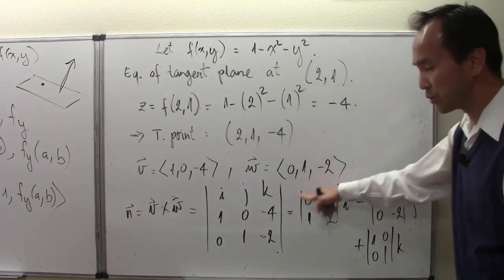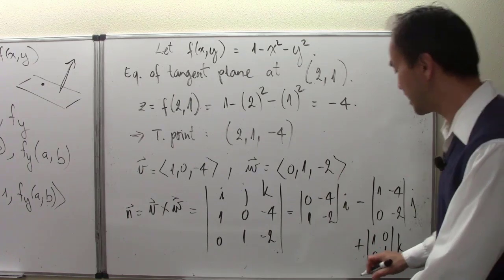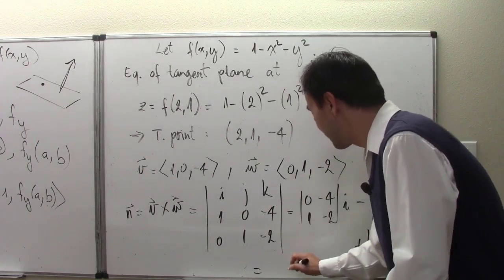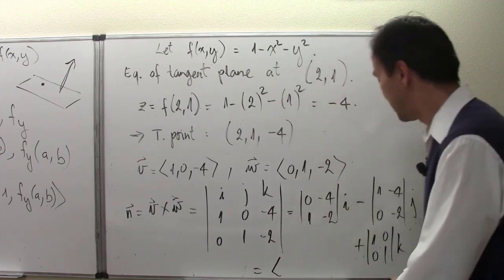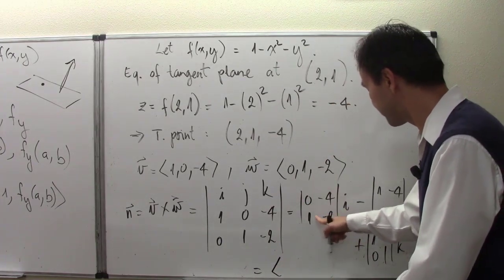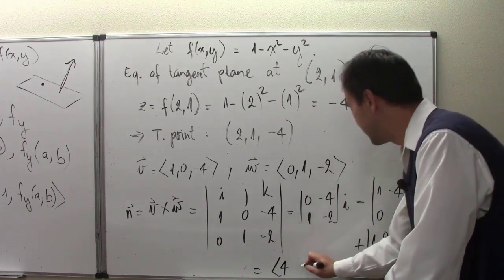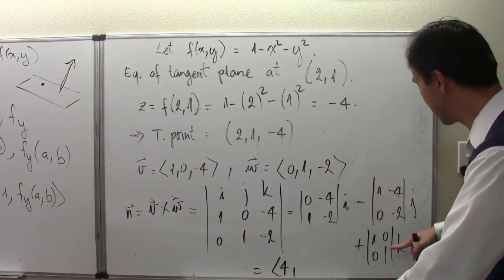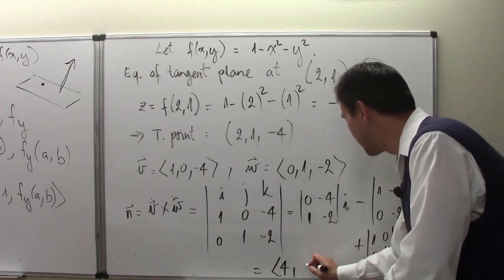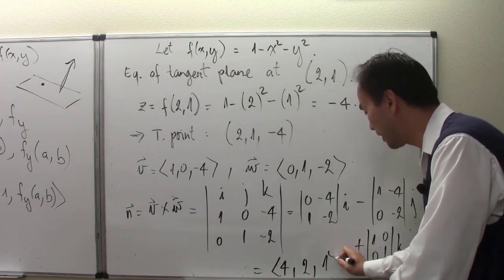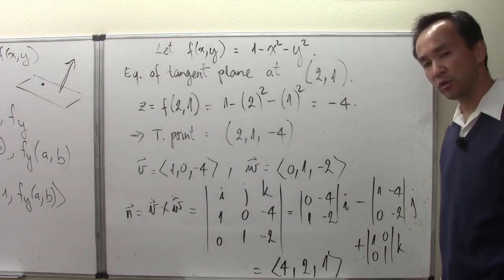Following your calculation, we're going to end up with the final vector as follows. That gives me positive 4. The middle component is going to give me positive 2, and the last component is a 1. That's my normal vector.